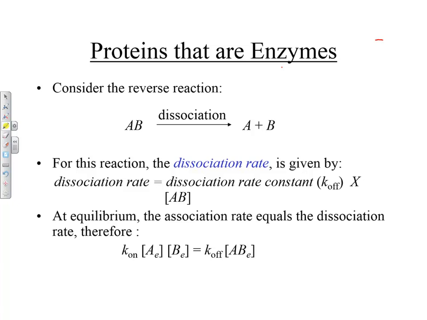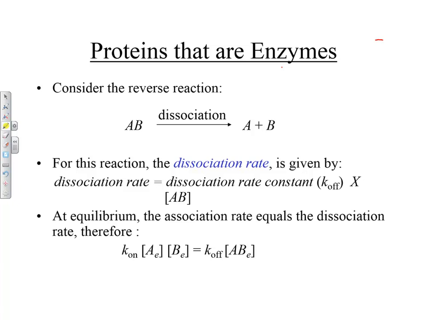So the reverse reaction is called dissociation, where AB is dissociating to give you A plus B. For this reaction, the dissociation rate equals the dissociation rate constant K off times the concentration of the reactant, which is AB. At equilibrium, these two should be equal: as much AB should be produced as is being broken up to produce A plus B. So you'll have K on times the equilibrium concentration of A times the equilibrium concentration of B equal to K off times the equilibrium concentration of AB, right?